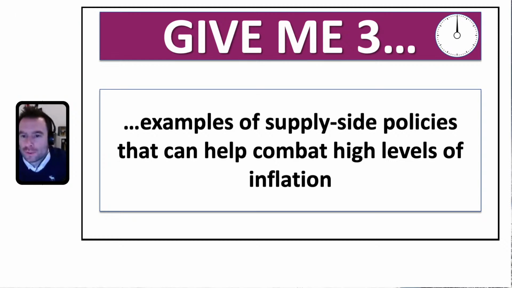So again, we're trying to look at some examples here. In the chat window, can you give me 3 examples of supply-side policies that can help combat high levels of inflation? So usually we consider monetary policy when we're looking at high levels of inflation, but we want supply-side policies here. So any ideas that you've got, any words that come to mind here, folks, examples of supply-side policies that can help reduce inflation. What's been going on in the real world?